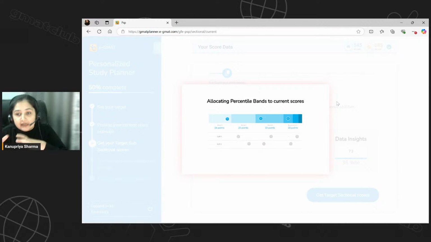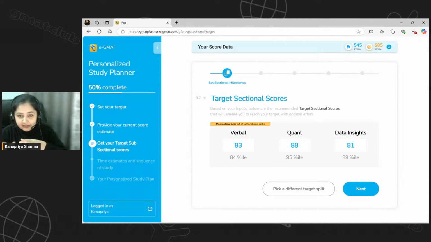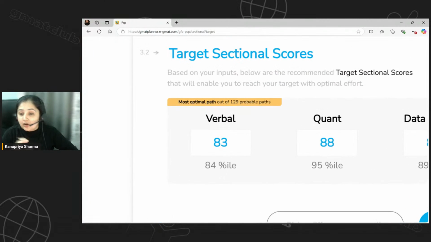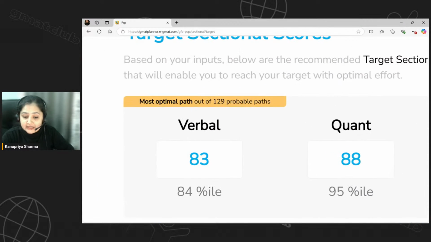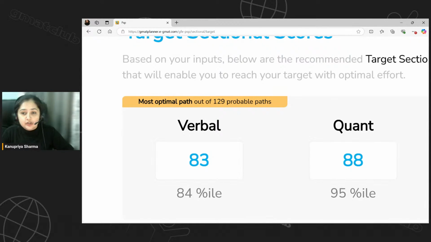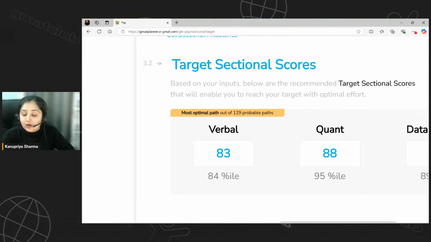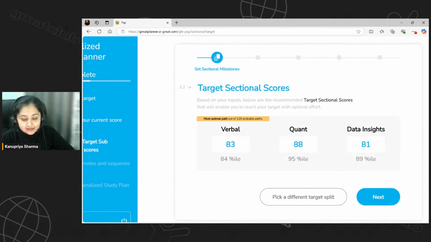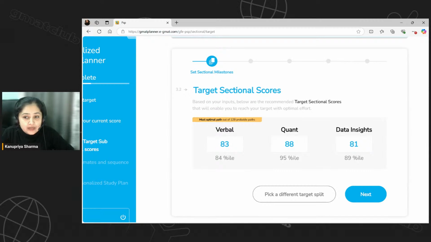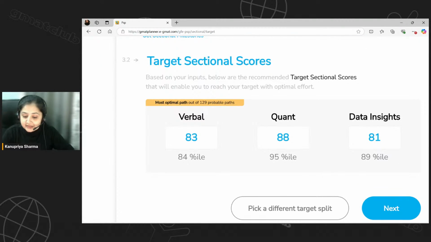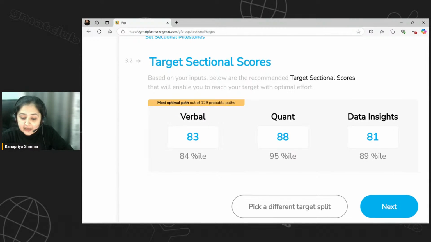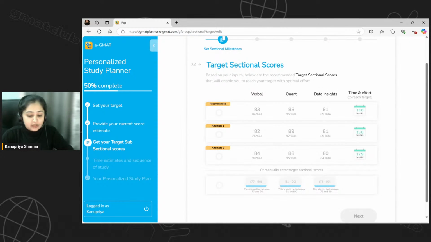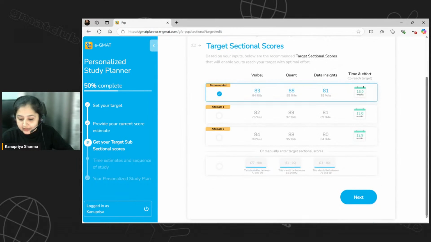Now, according to your target score, your current score, and your sectional scores, the system will analyze a lot of combinations. Here you can see the system has analyzed 129 probable combinations that can take you to your target score from your starting score. However, all these 129 combinations are not the most effective ones. So the system has analyzed the effort that will be required for each of these combinations, and it has suggested the most optimal combination to you, right? So you can see, because you are stronger with quant, the system has suggested that you maximize your quant and accordingly increase verbal and DI percentiles. Now you have this option to pick a different target split. You can put in your own values also, but it is always suggested to go with the recommended one.